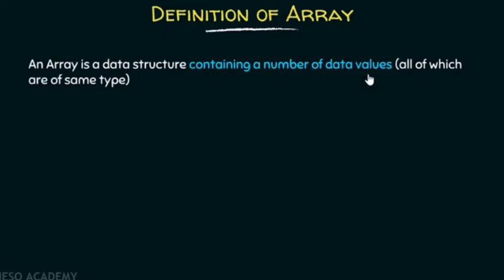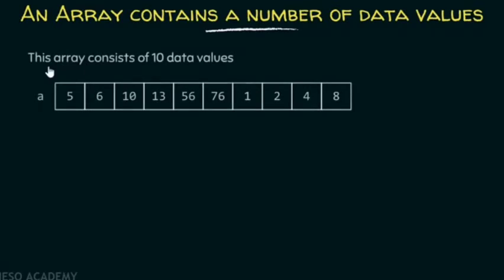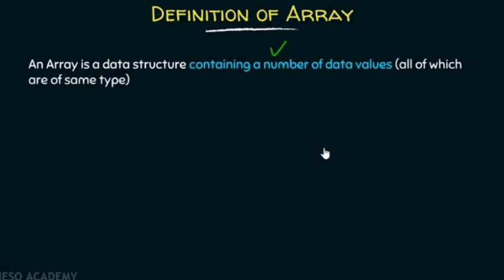It contains a number of data values. What does it really mean? This array consists of 10 data values. You can see this array consists of 10 data values, all of which are integers, and each value is stored in a separate block of memory, right? So we can say that an array contains a number of data values. This array contains 10 data values. Similarly, this array contains 5 data values, and again, all of which are of integer type. So the second part of the definition is also clear, that an array consists of number of data values, right?